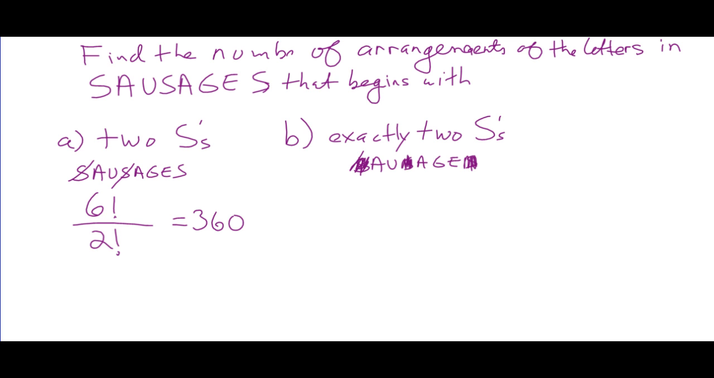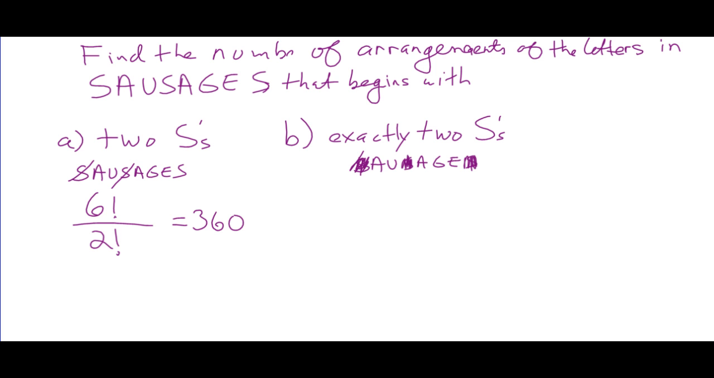So if we find part A, we already have part A, right? So if we find the number that begin with three S's, subtract it from begins with two or three S's, then we'll have the ones that begin with not three S's, exactly two S's. So here's the scenario, right? It's either that or we do two cases. So sometimes finding a thing we don't want is an easier way to find what we do want.